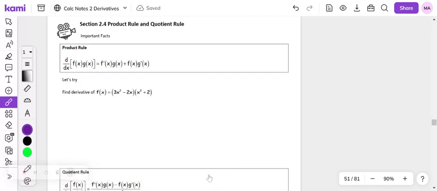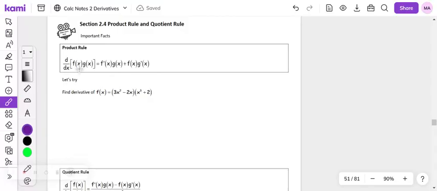Hi everyone. What we're going to work on today are two very important rules for calculus and for taking derivatives. They are the product rule and the quotient rule. So I want you to take a look at this. Might look a little confusing, but it's not too bad.